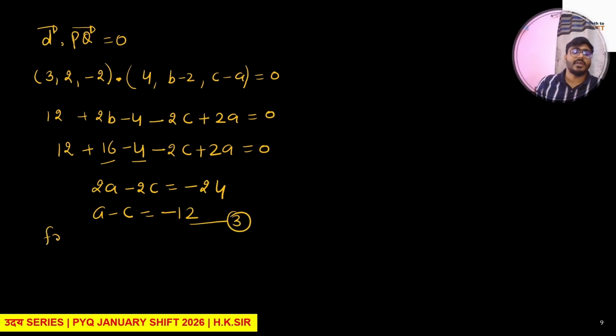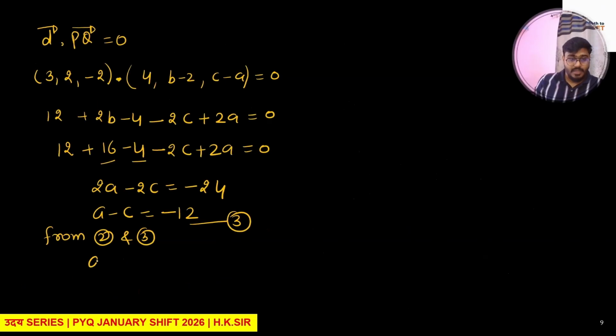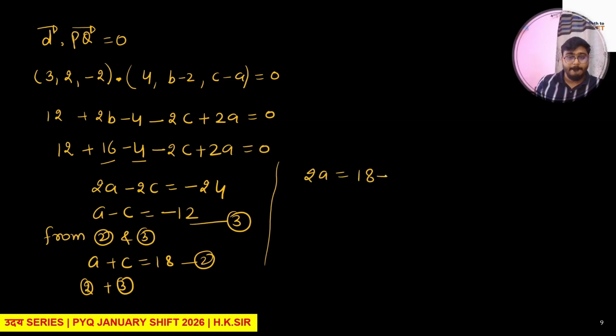Now from equations number 2 and 3. What is equation number 2? a plus c equals 18. This is the second equation, this is the third, so add 2 plus 3. When you add these two equations, c will cancel out. 2a equals 18 minus 12. 18 minus 12 is 6. So a equals 6 by 2, that is 3.